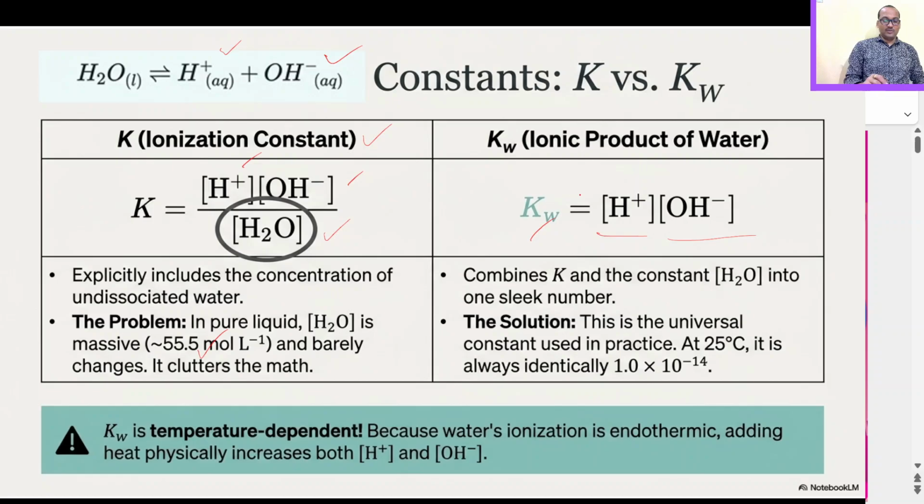And this Kw is called the ionic product of water, and it is temperature dependent because water's ionization is endothermic. So by increasing the temperature, the concentration of H+ and OH- ion will increase. So this is how the ionization constant and the ionic product of water are related.